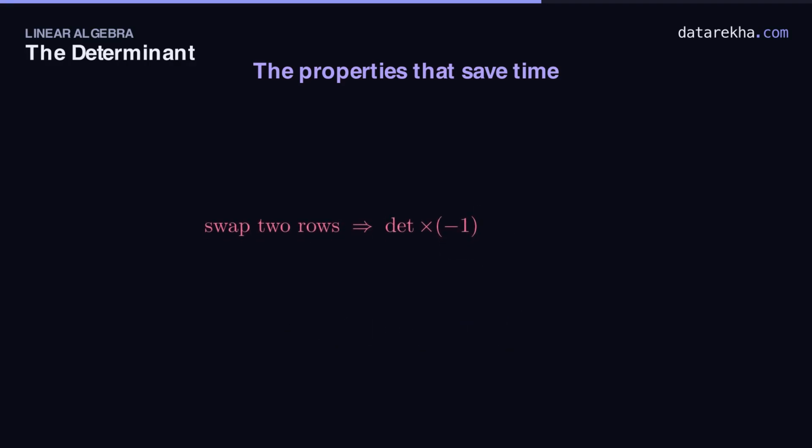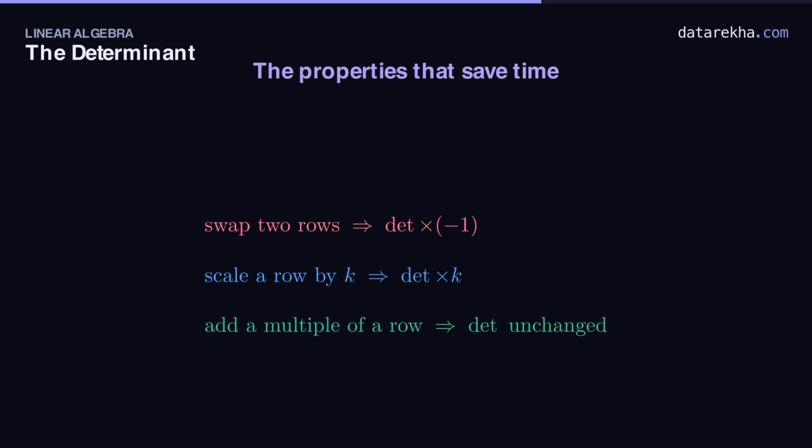One more set worth memorizing: how row operations move the determinant. Swap two rows and it flips sign. Scale a row by k and the determinant scales by k. But add a multiple of one row to another, and the determinant does not change at all, which is exactly why that move is safe for creating zeros.